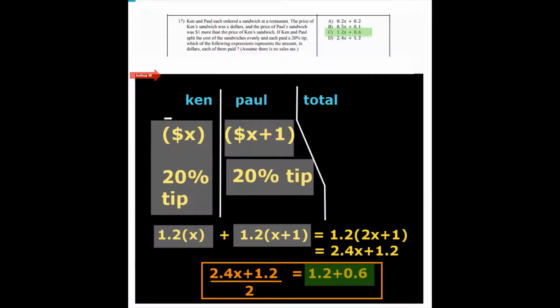Okay, so make like you're the waiter or waitress and write down, well, Ken has to pay X, and then he'll also pay a 20% tip. So Ken, if he was eating there by himself, would pay 1.2 times X. Paul is buying a sandwich that's a dollar more. So for his sandwich, we write down X plus one, and then we add 20% to that. So 100% plus 20 is 120%, or 1.2 times X plus one. So that's how much Ken's sandwich is with the tip, and that's how much Paul's is.